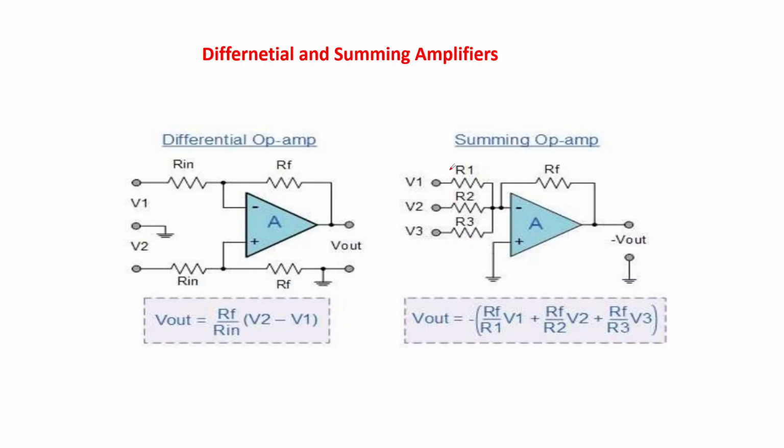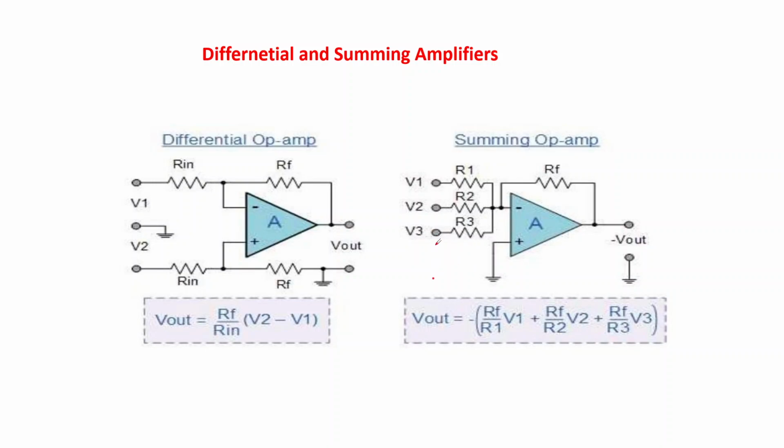Suppose R1, R2, R3 are equal. If we consider R1 equals R2 equals R3 equals R, then we can take it out as common. So the output is V out equals minus RF by R times V1 plus V2 plus V3. This is the inverting summing amplifier, so we have a negative sign. The same thing can be used for the non-inverting configuration also.